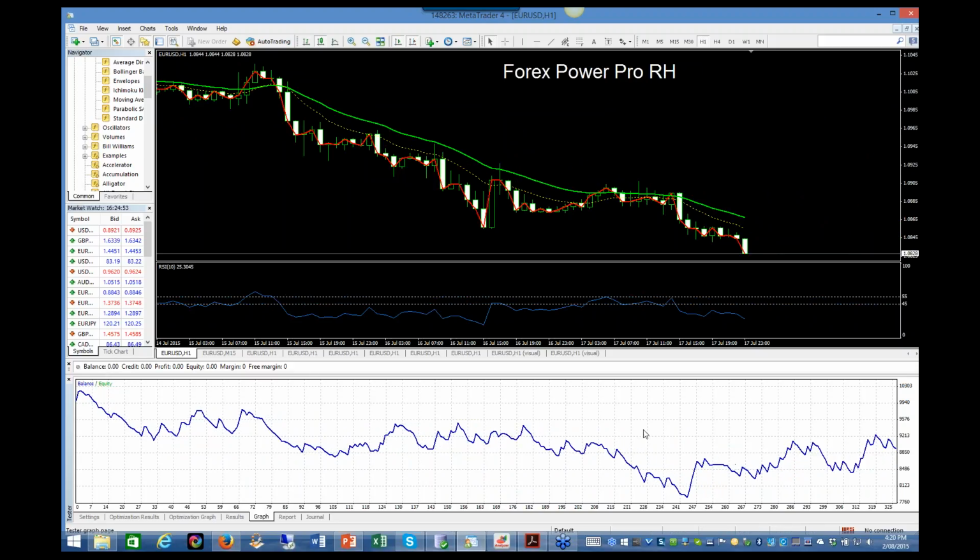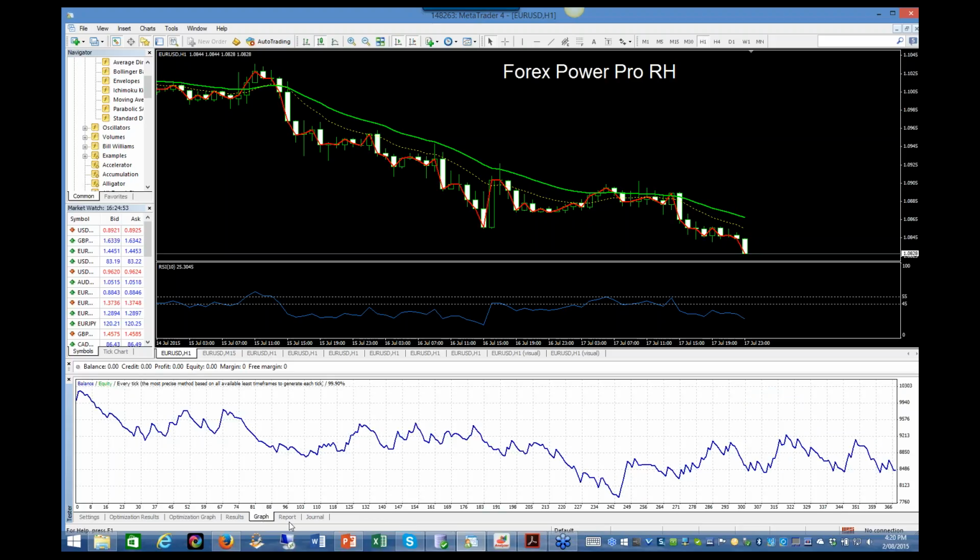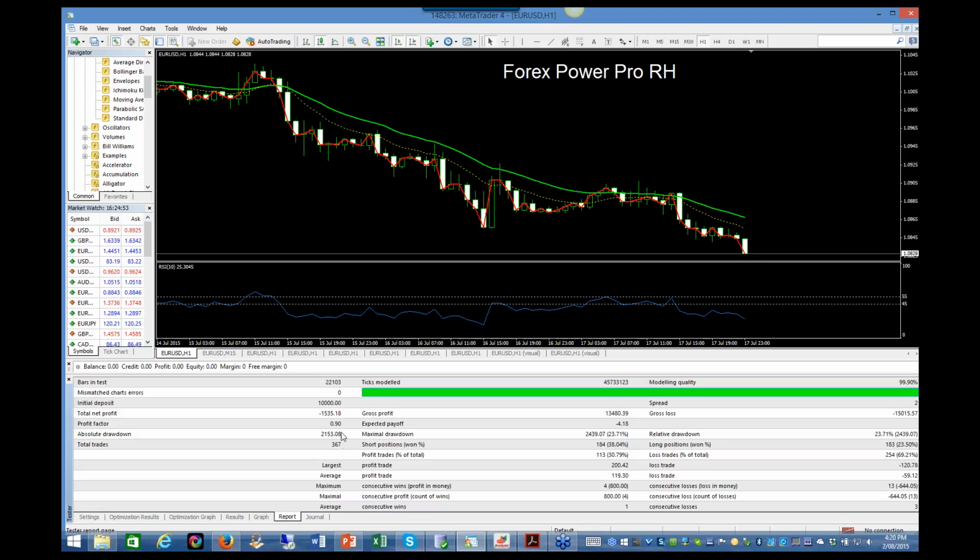So how are we going? Settings, we're getting close to the end. And that's finished. And if we look at the report, we would have lost here $1,500, a drawdown of 23%, 38% of wins. So not very good the way we've got it set up.